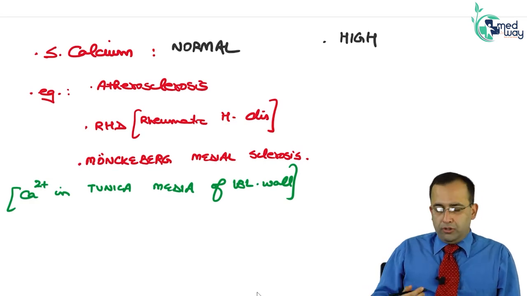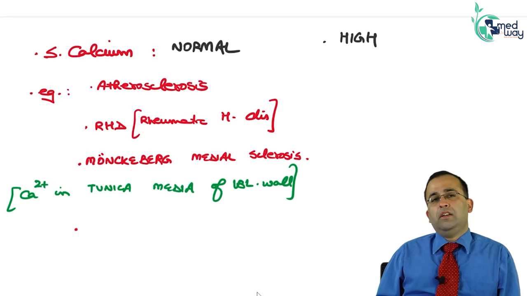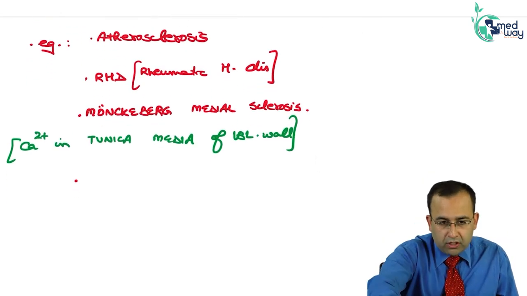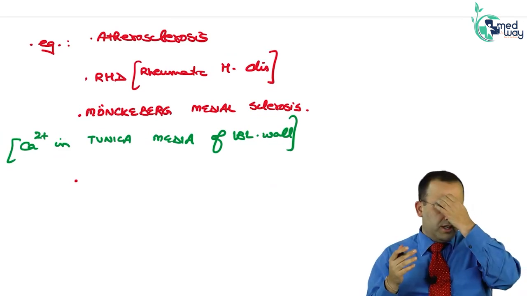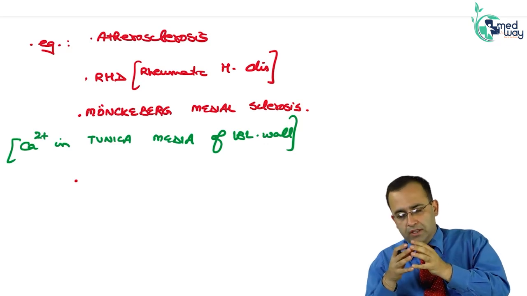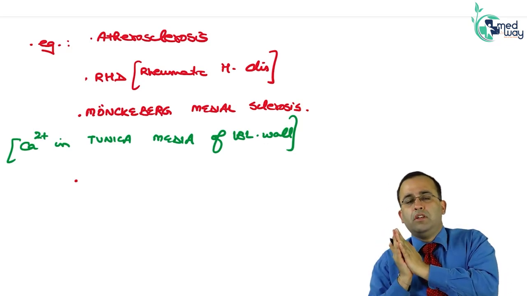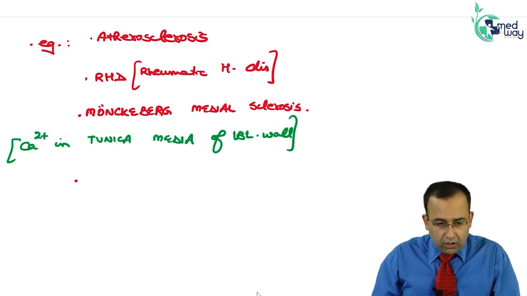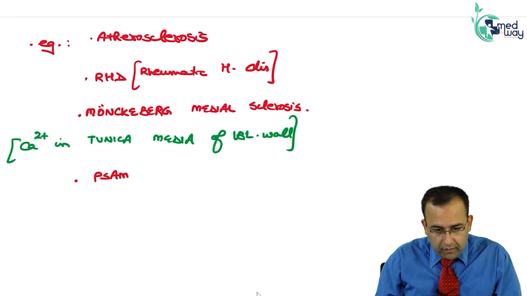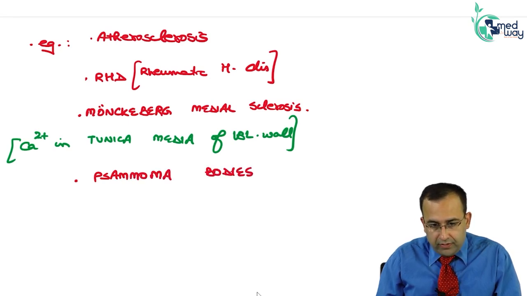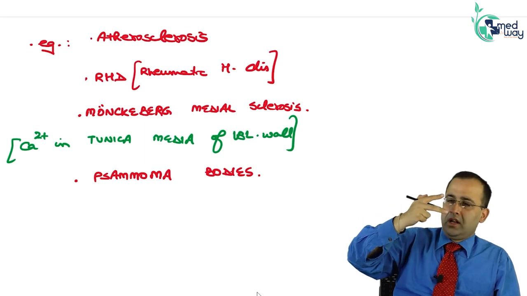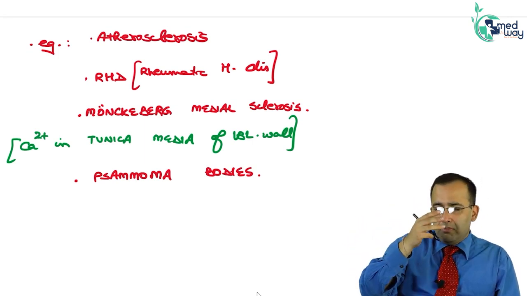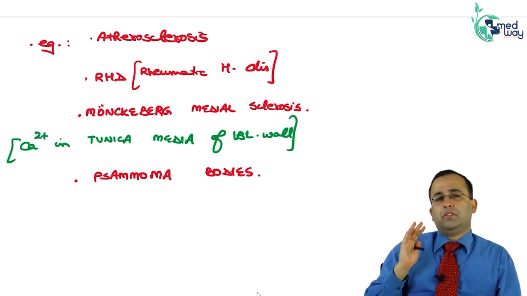We'll just see that. I'll show you the image of that. And lastly, dystrophic calcification seen in tumors. In any organ of the body, if a tumor has occurred, which is associated with calcium deposition, calcification in tumors is called psammoma bodies. These are the examples of dystrophic calcification. It is the calcification associated with diseases: atherosclerosis, RHD, rheumatic heart disease, Monckeberg medial sclerosis and psammoma bodies.